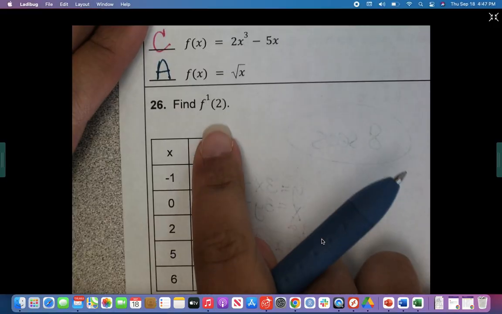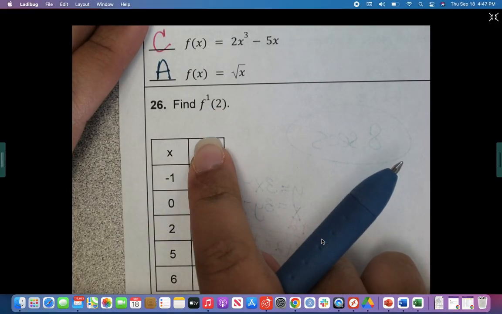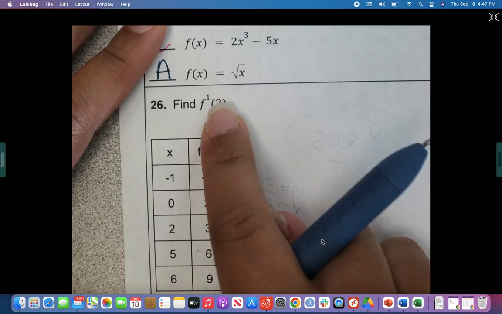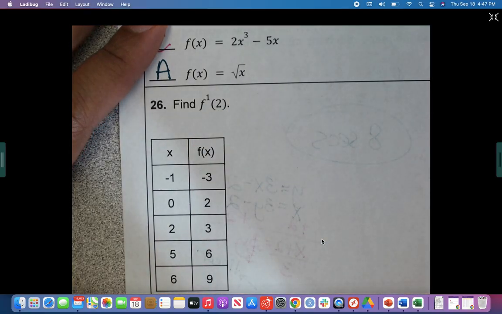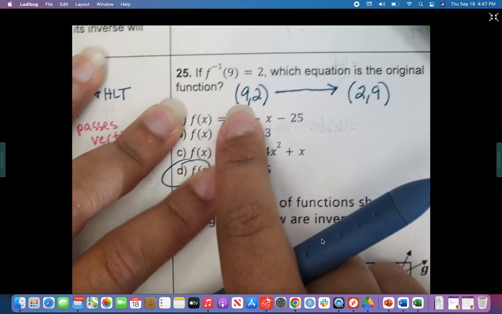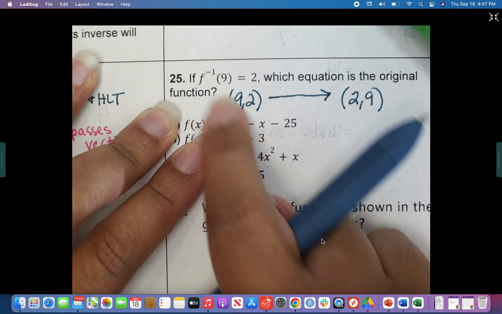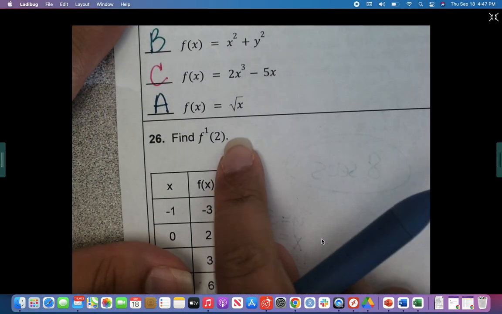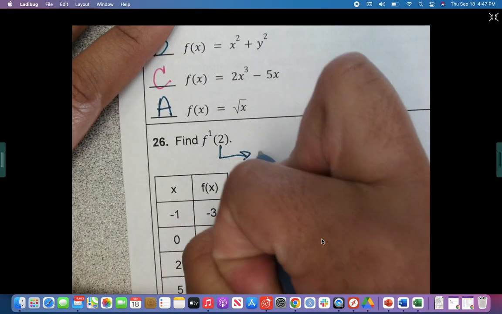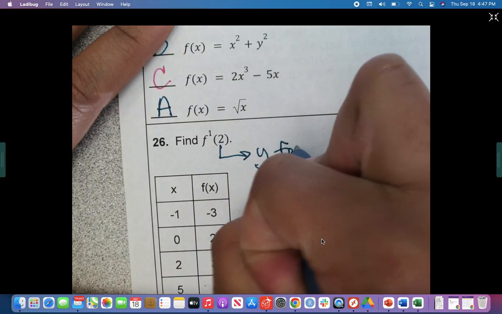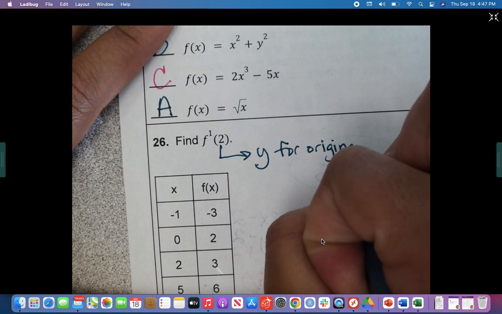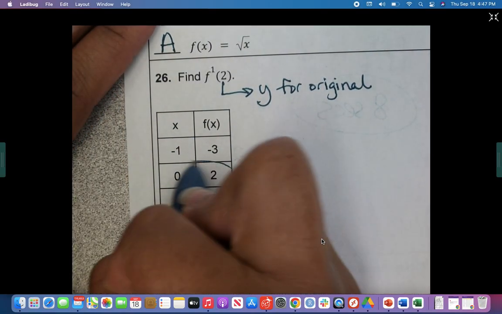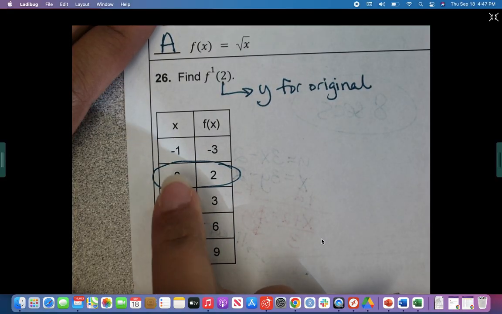So find the inverse of 2. If you notice, this table is your original function. We want the inverse of 2. So if we're talking about the inverse, your x value for the inverse is your y value for the original. Because I want the inverse of 2, that means this 2 is my y for the original. So I'm looking for 2 in the y. So 2 in the y is right here. So the inverse of 2 is going to be 0.